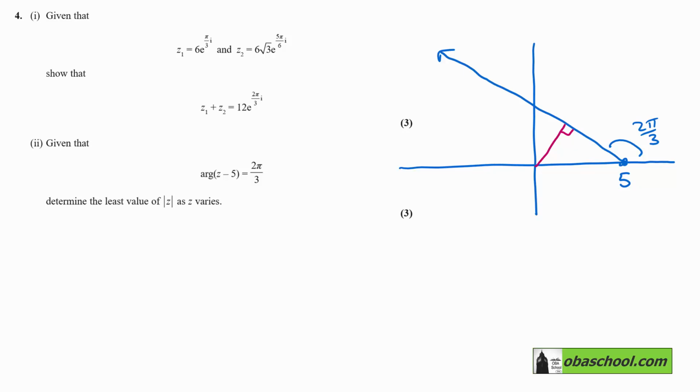So we know that this length here is 5, and we know this angle is pi by 3, or 60 degrees. Therefore, this being the opposite of this right-angled triangle, we know that the smallest value is going to be 5 sine pi by 3, which is equal to 5 root 3 on 2.